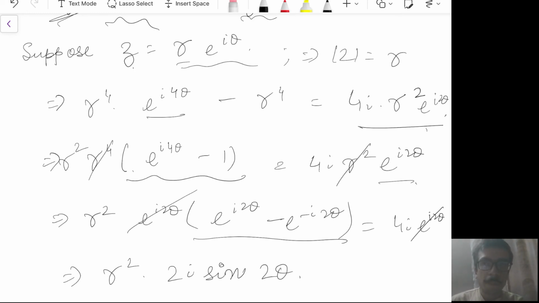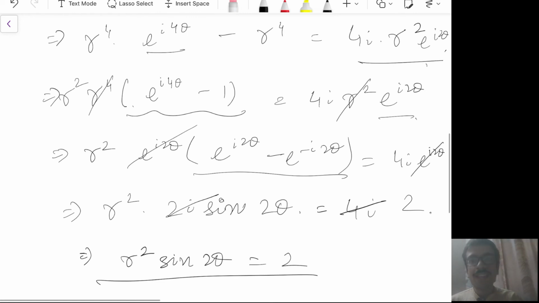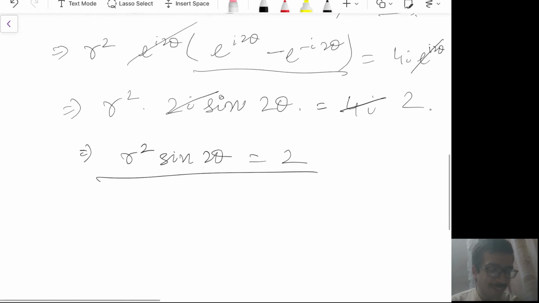sine of 2 theta. Okay, and this equals 4 iota. So I can again cancel out this thing, and now I get the equation r square sine 2 theta is 2. So now you may think, well, how do we solve such an equation, right? Because there is a sine part, there are angles, there are magnitudes. But one thing you can simplify is to open out sine 2 theta, right? So this idea is actually very essential.